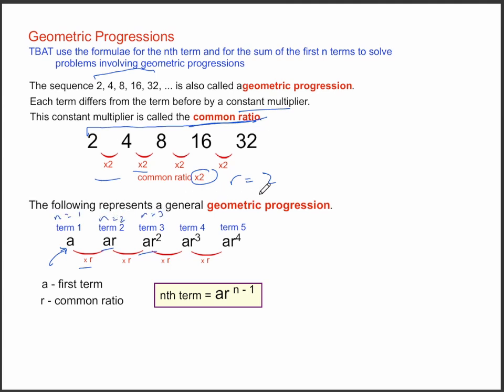N equals 3. And now for term n, we are going to get a general formula which is going to look like AR power n minus 1. Like this one. For term 5, when n equals 5, we have AR power 5 minus 1, which is AR power 4. Right, where A is the first term and R is the common ratio.